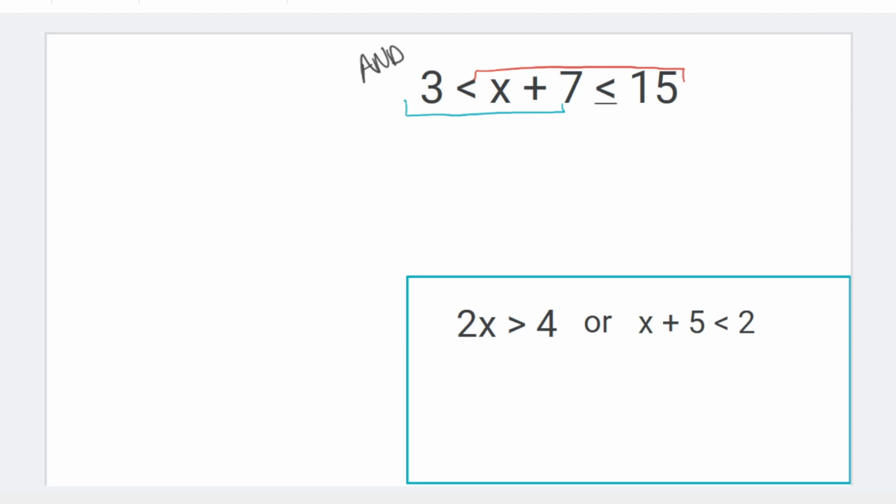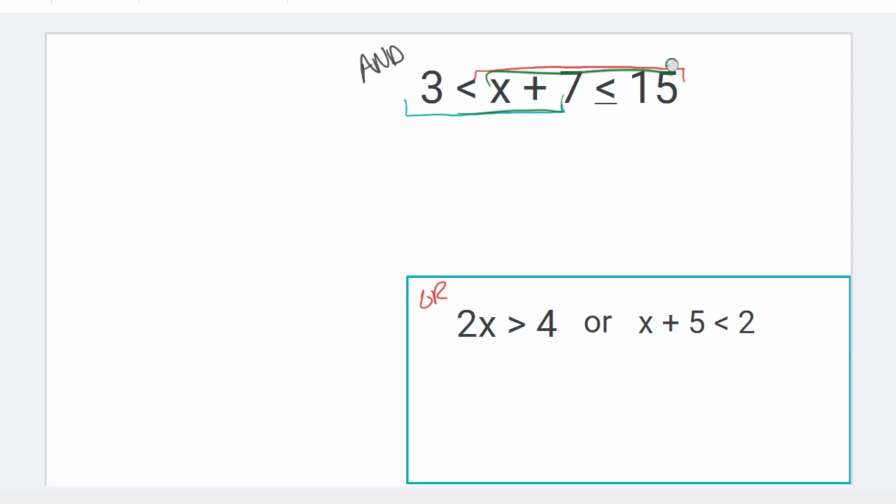An OR inequality, such as this one in the blue box, is a solution set that works for one inequality or for the other. So instead of looking for an overlap, you're instead looking for anything that is shaded. All right, so I'm going to start with the AND inequality, and then we'll take a gander at the OR inequality. Now, this AND inequality is merged together.